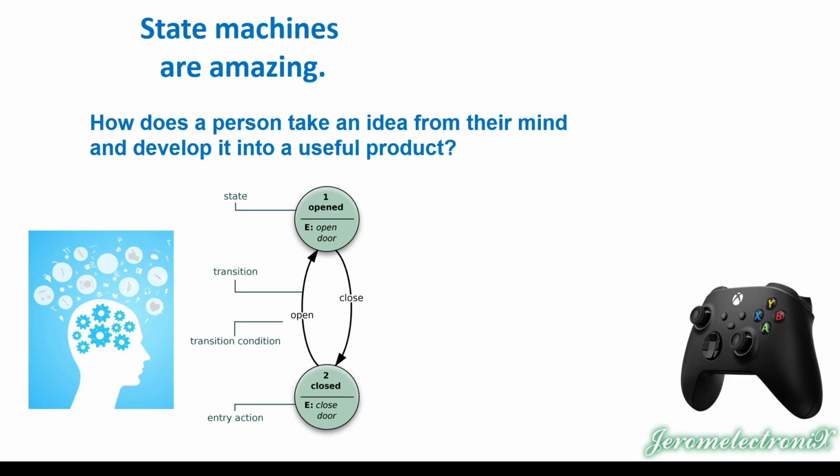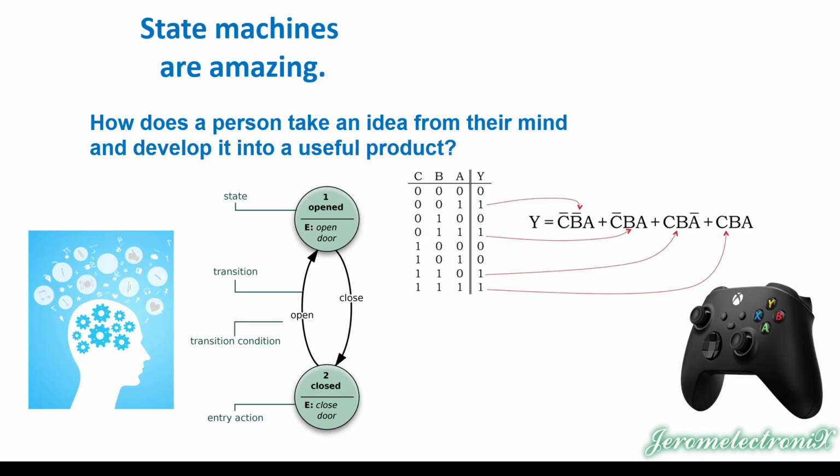State machine diagrams are also used to populate what we call truth tables. And truth tables are used to convert ideas into equations. Equations guide us in designing the circuit, and then once we have the circuit, we can design the prototype and then design the product from a working prototype.